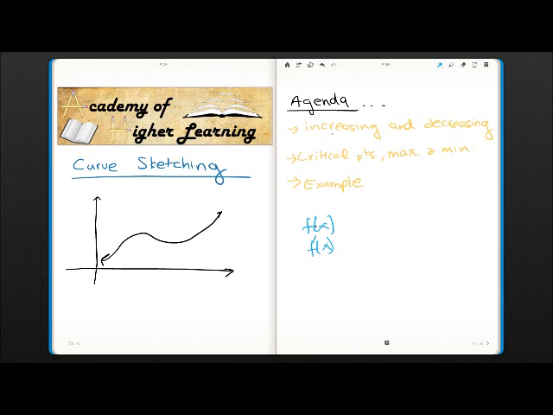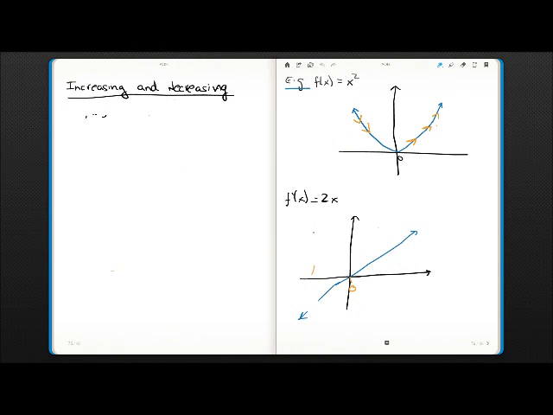F prime of x can tell us the intervals of increasing and decreasing, and also critical points, which can be maximums and mins. The other derivative, f double prime of x, tells us concavity. But in this video I'll only be going over f prime of x: intervals of increasing and decreasing and critical points, and then I'll just do one example.